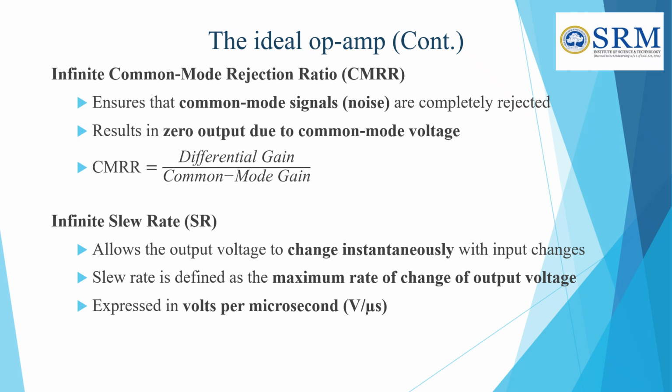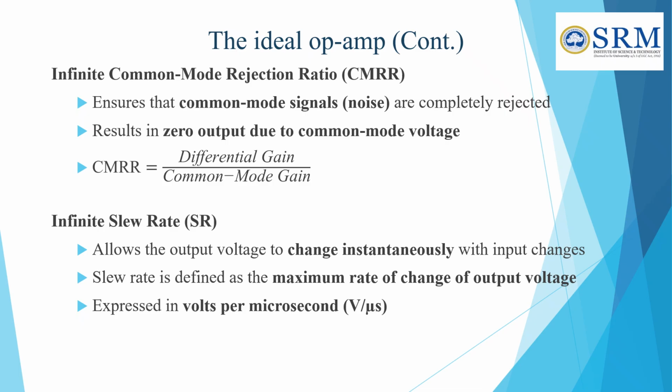Another important ideal characteristic is infinite CMRR. This means the op-amp completely rejects any signals that are common to both inputs like noises. Only the difference between two input signals gets amplified. CMRR is defined as the ratio of differential gain to the common mode gain.